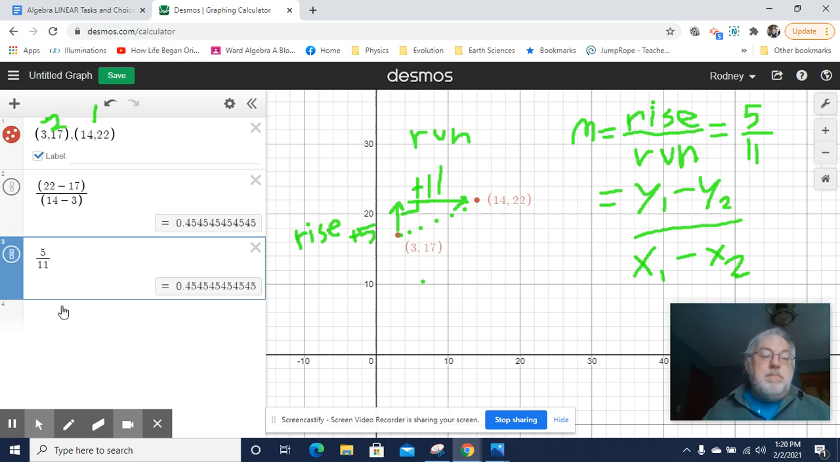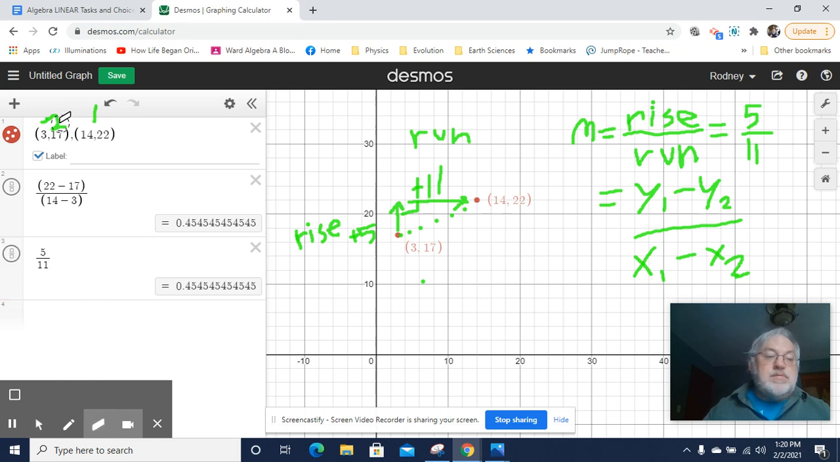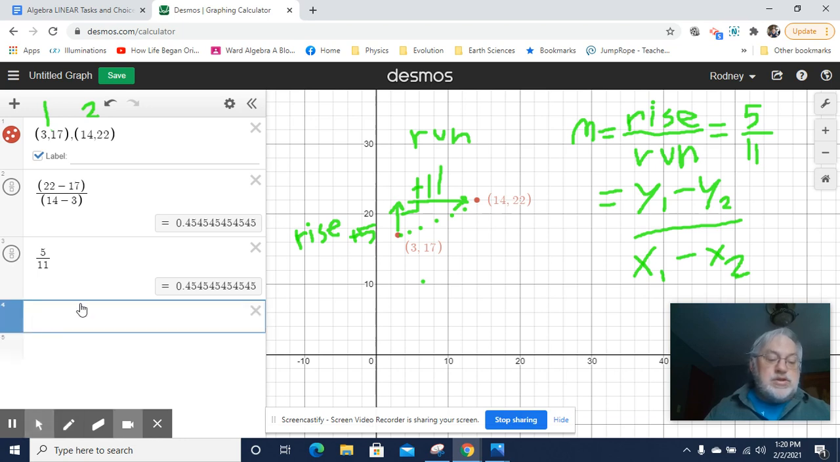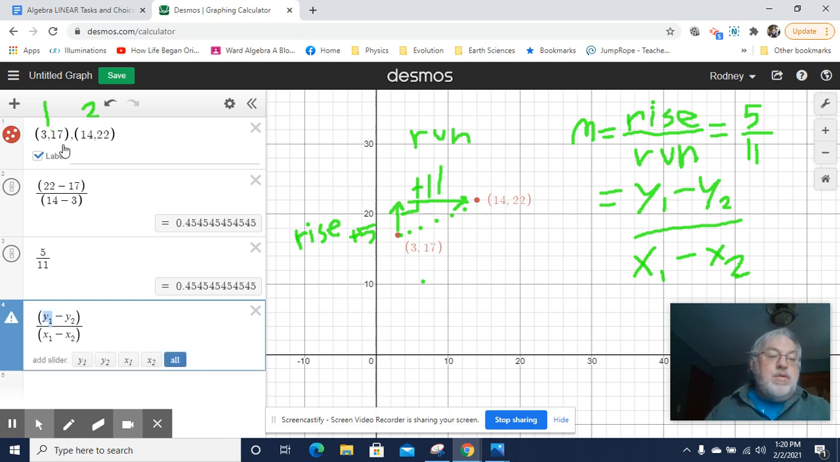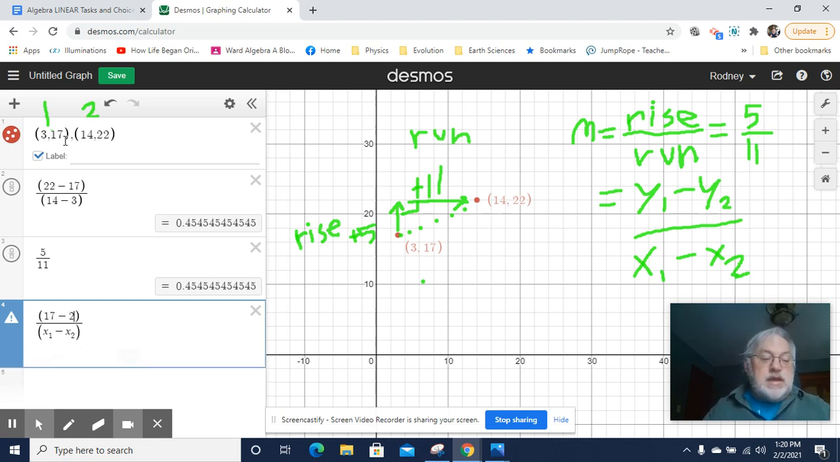Okay, what about if this was point 1 and that's point 2? That's no big deal. Let's recall this one. Now this will be point 1 and this will be point 2, and you might say, but wait, Mr. Ward, I'm going to get some negatives. Well, that's okay. The negatives will take care of each other because they're both going to be negative, and then that's a positive. So now I'm going to say y1 minus y2, I'll say x1 minus x2, and I just have to replace y1 with the first y value. That'll be 17, and x, and then y2 with the y value for the second point.